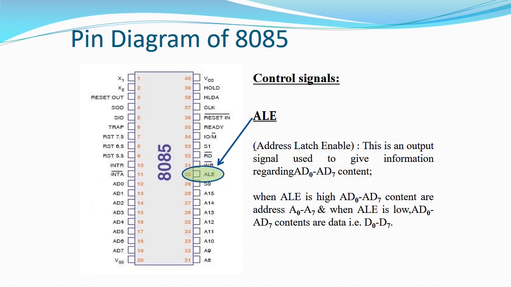The next pin is called ALE, which is also highlighted within the slide. ALE stands for address latch enable. As we have discussed earlier, AD0 to AD7, which are from pin number 12 to pin number 19, are multiplexed. It means that they can carry address as well as data, but one at a time. So whenever ALE is logic 1, that is high, AD0 to AD7 are carrying an address. And whenever the ALE signal is 0, AD0 to AD7 lines are carrying data. The signal indicates whether AD0 to AD7 carries data or address.